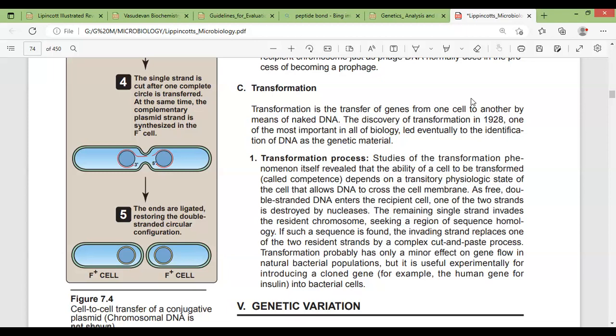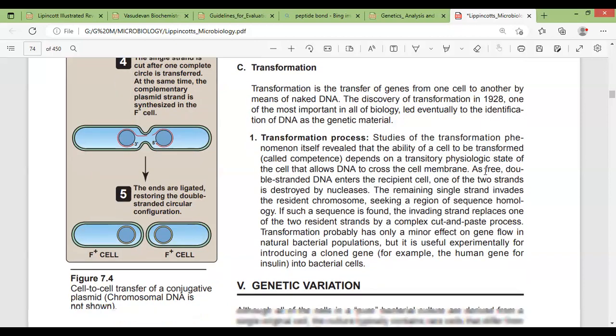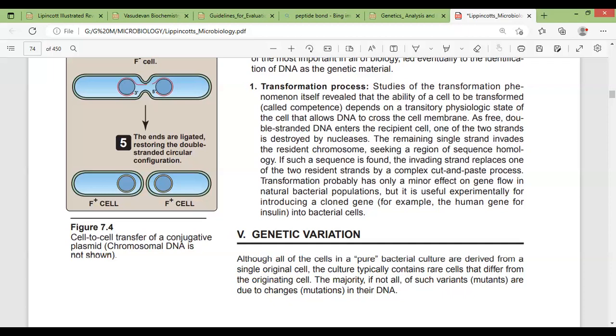Okay, what happens essentially is that DNA will cross the cell membrane. In short, we will have free DNA somewhere floating around, it reaches a recipient cell, and it enters inside that cell. Once it enters inside that cell, it's able to integrate itself into the genetic code of this new cell.